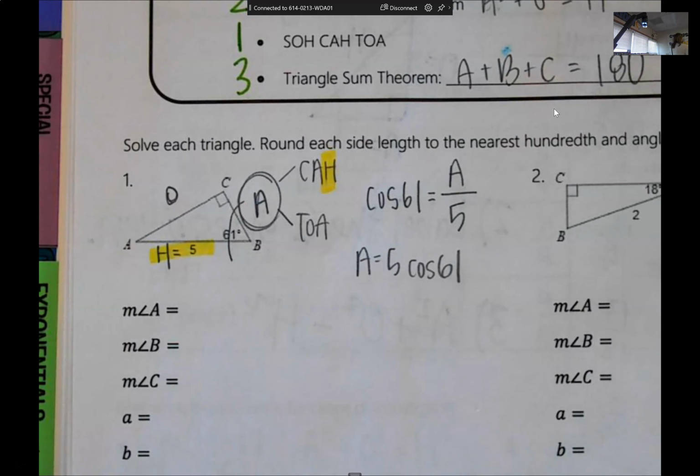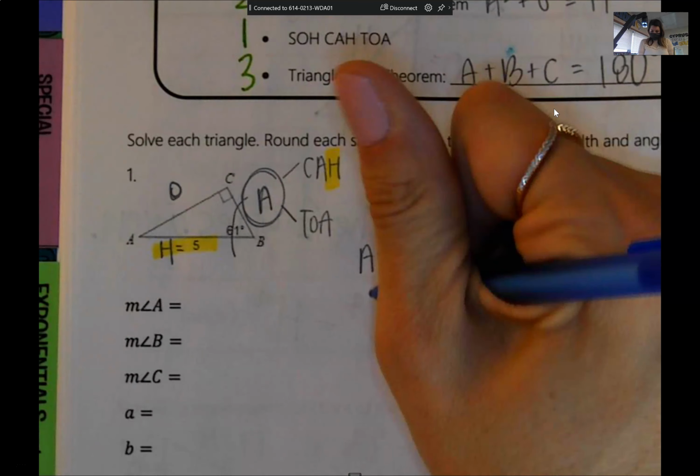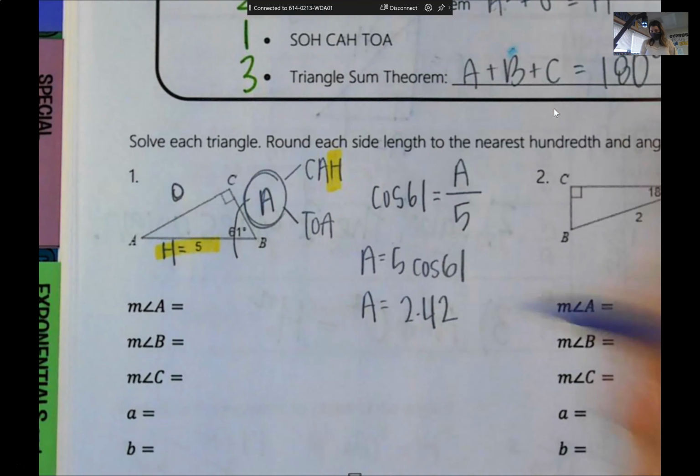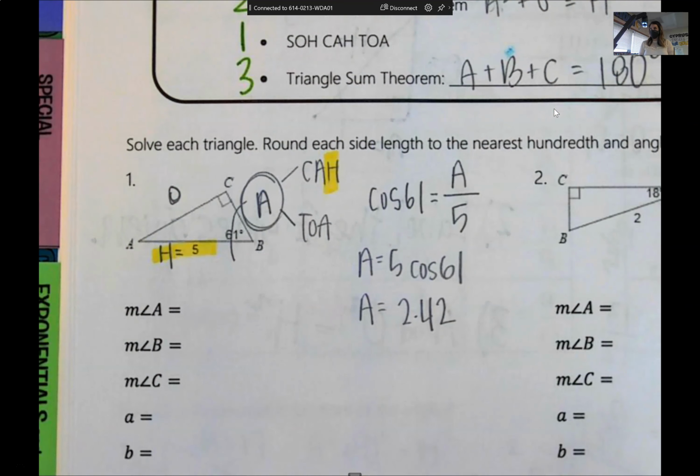So you type that into your calculator just to verify that you can get it. And mostly I'm just verifying your rounding. I think it's 2.42. Is that what you guys got? Great. Okay, so that was one.